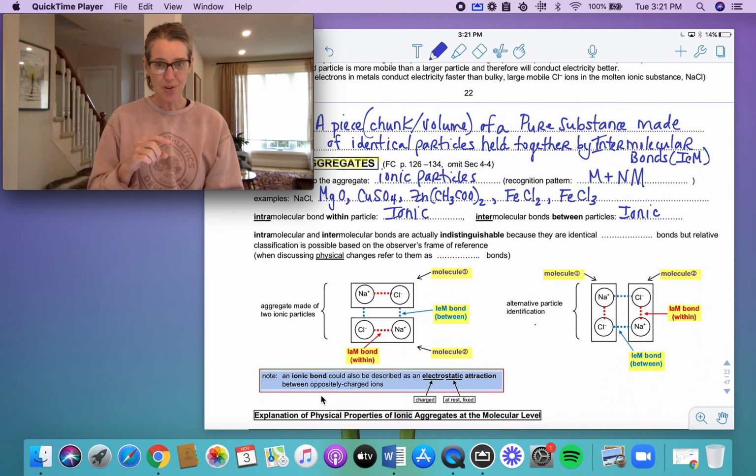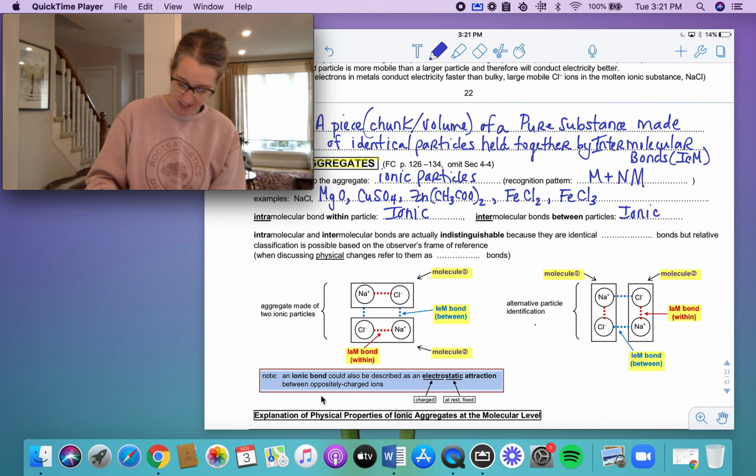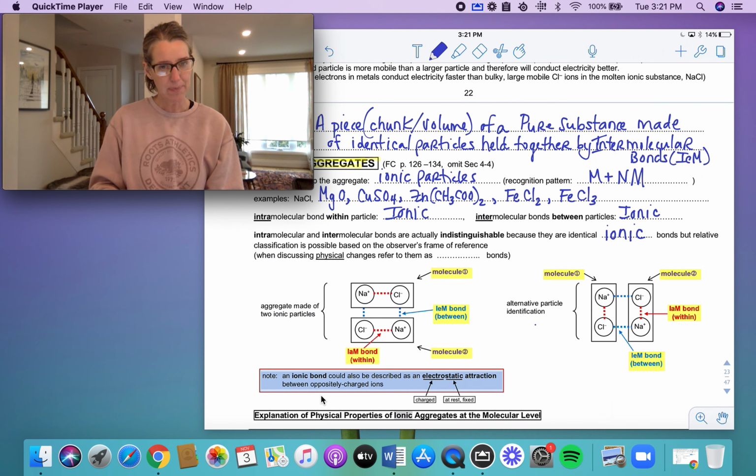So you can't distinguish between which particle bond you're talking about. Are you talking about the intramolecular bond or the intermolecular bond? And again, they are the same. They are identical ionic bonds. So it's just how you reference them, okay? You'll be making reference to these types of bonds when you're describing a physical change and when you're describing a chemical change, okay?